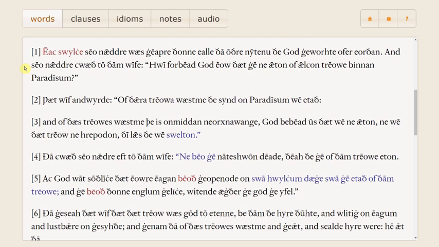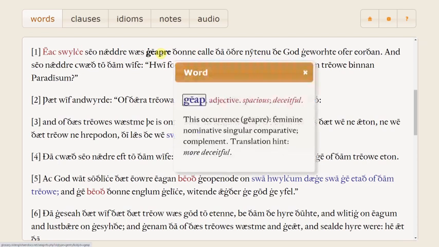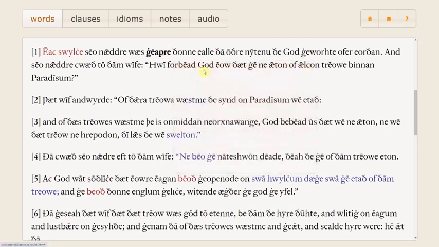examples. So the first one, line 1 here, we have the snake, as in here Seonadre was Yepre. Okay, so what we have here then is a subject with the verb to be, copula, and a complement. Okay, and obviously the complement means deceitful here. So the snake was deceitful. Okay, very much like modern English.